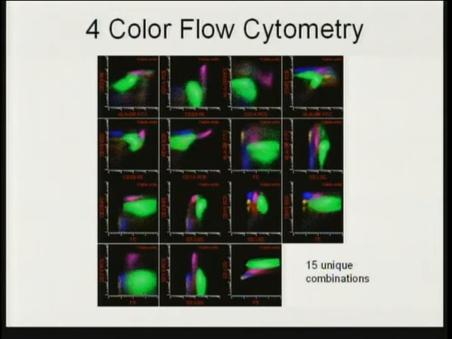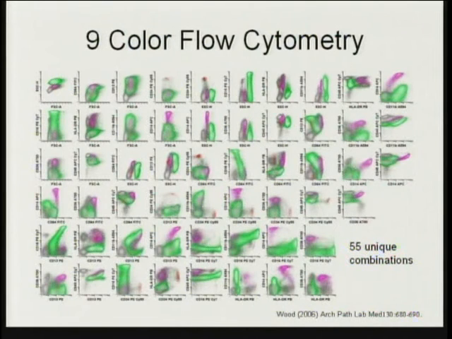Just to give you an idea of the informational content that can be generated from this type of approach, this is a representation of all the 15 unique combinations of antigens and light scatter parameters that are present in a 4-color experiment. This is the level of information in a 9-color experiment. Okay, there's 55 unique combinations. This goes up at a geometric rate. So the amount of information that you're gaining by adding additional colors goes up quite rapidly.